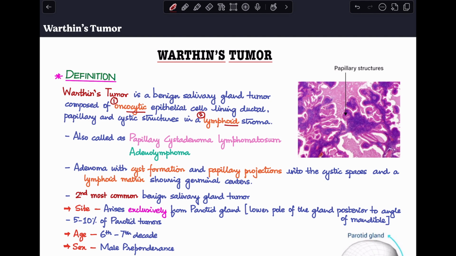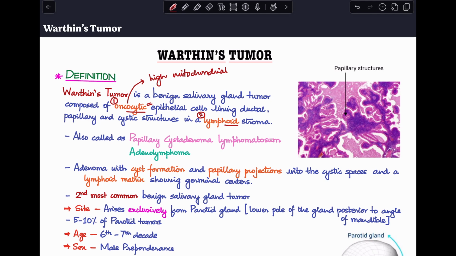What are oncocytes? Oncocytes are cells which are very high in mitochondrial component, because of which they get a very granular and dark pink appearance. These oncocytic cells are the main lining cells in Warthin's tumor, and they are surrounded by a lymphoid stroma, which sometimes also shows germinal centers. So that's what Warthin's tumor is.